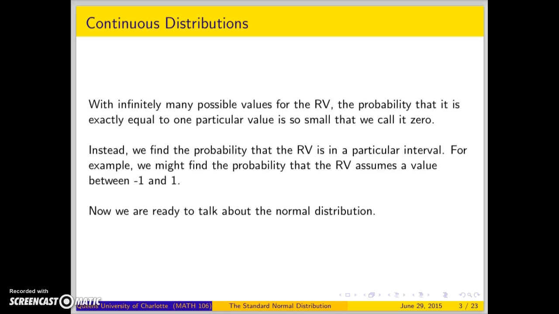Since there are so many possible values for the random variable, infinitely many, the probability that the random variable is exactly equal to one particular value is so small that it's actually practically zero. So what we do instead is find the probability that the random variable is in a particular interval. For example, we find the probability that it is between -1 and 1.